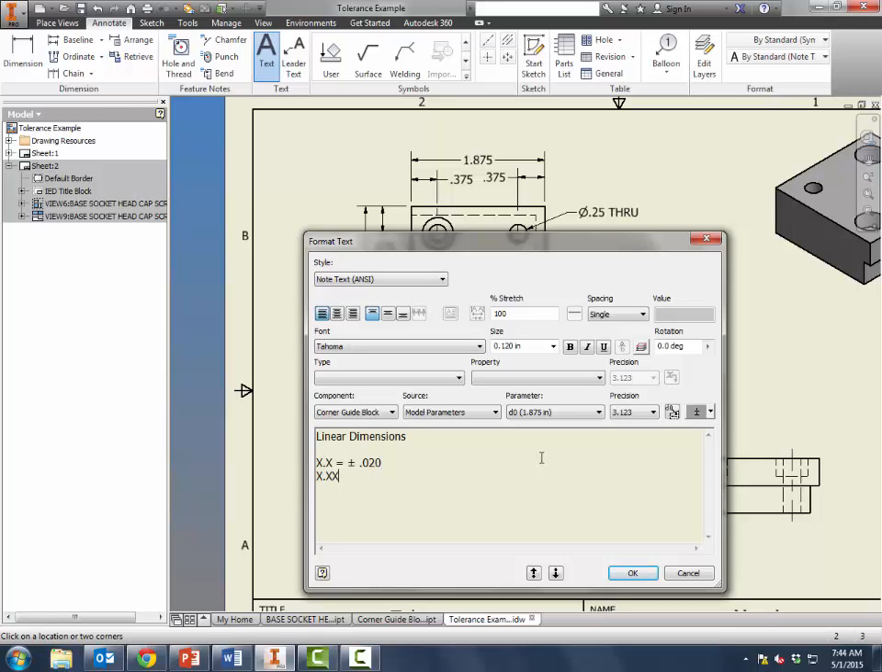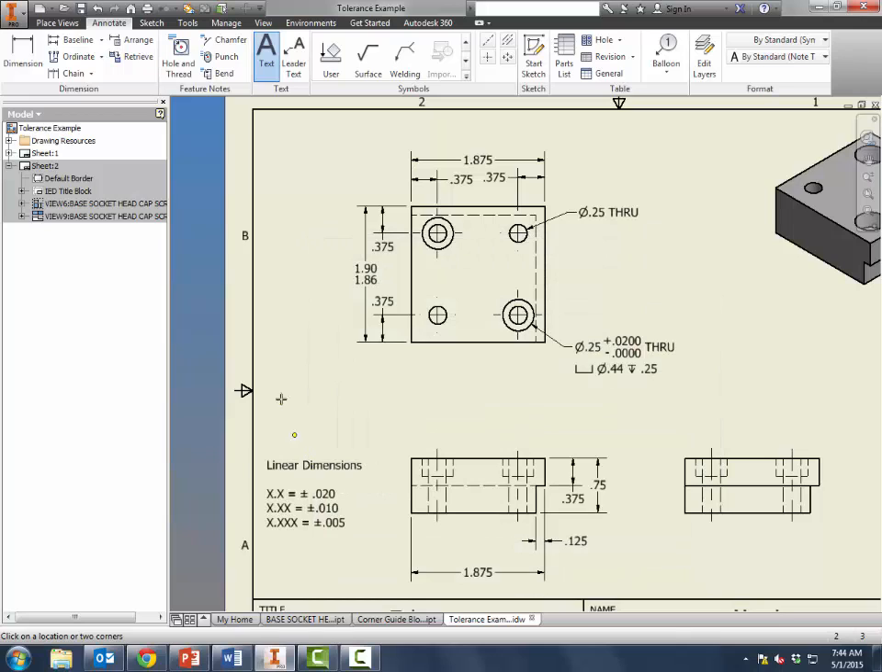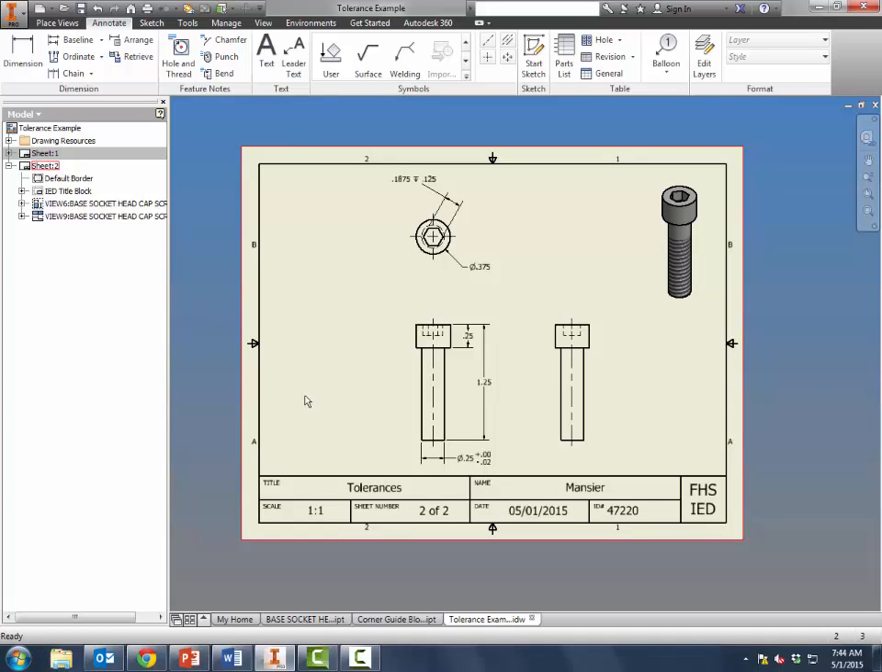And if it has two decimal places, it's going to be 0.01. And then finally, three decimal places, it's going to be 0.005. So this would be kind of like a general note that goes on my title block. I can add this to both pages if I'd like, so that I have the same information on both pages.